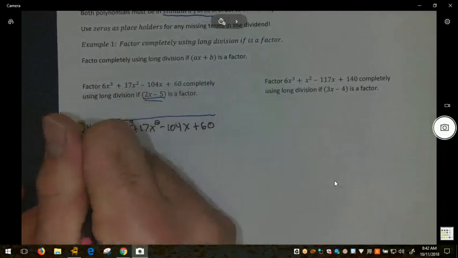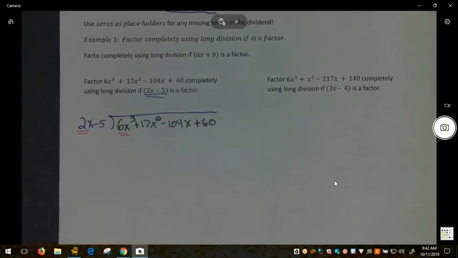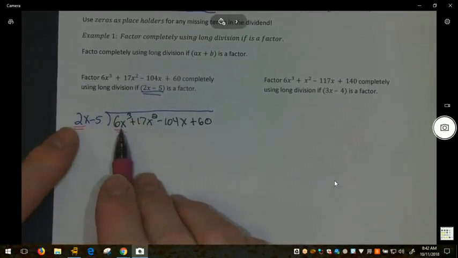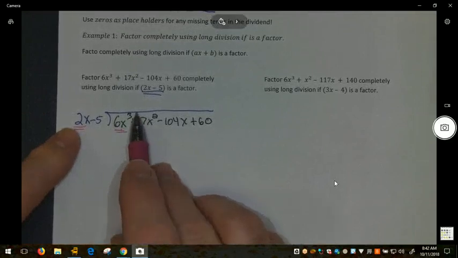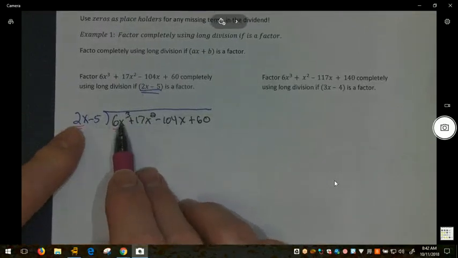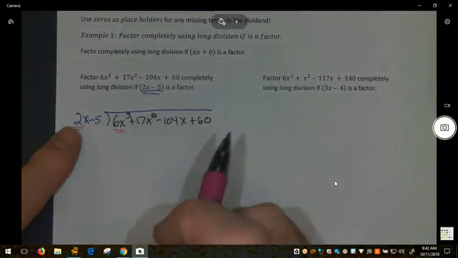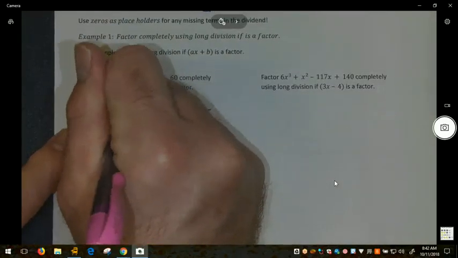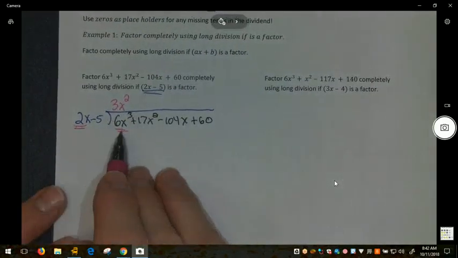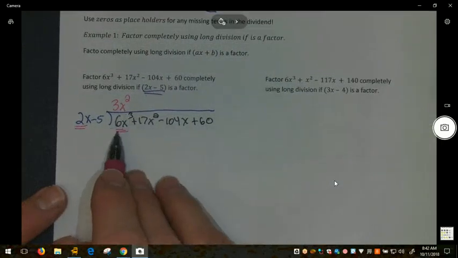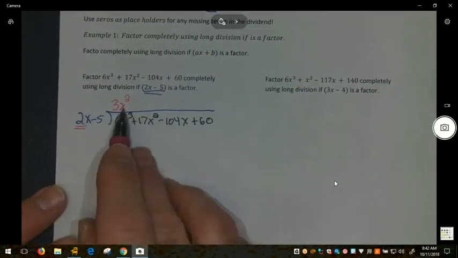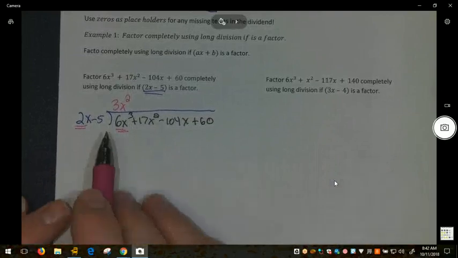When we do this, we look at the first terms. 2x times what is 6x cubed? Sometimes people do 6x cubed divided by 2x is what? Well, you're going to need to multiply by 3x squared. The way I view it, 3x squared times 2x is 6x cubed. Some people do 6x cubed divided by 2x is 3x squared. It gives you the same number.